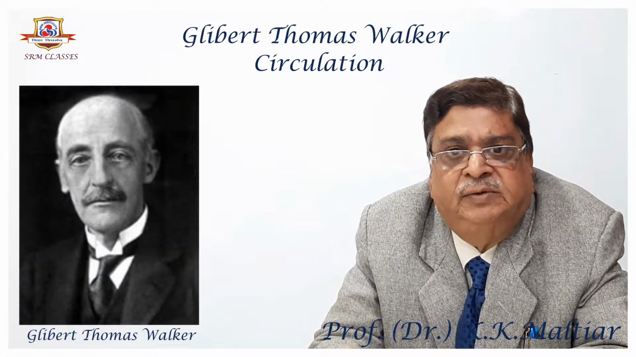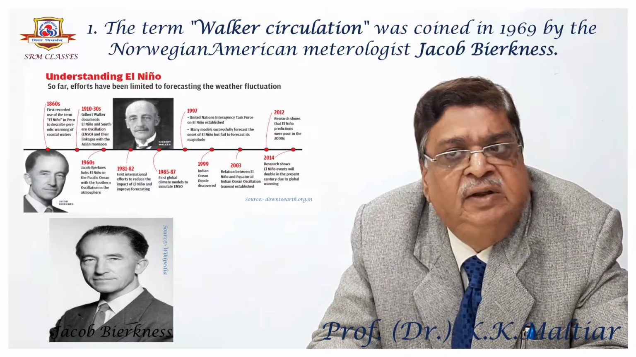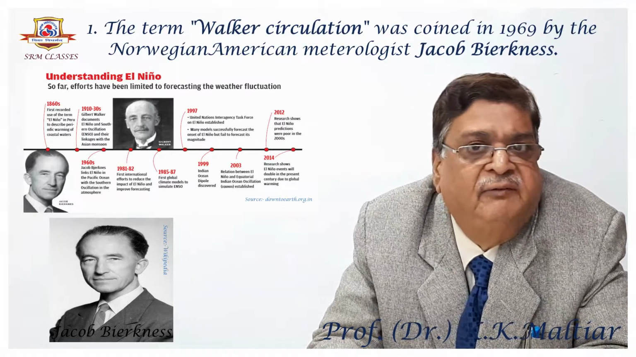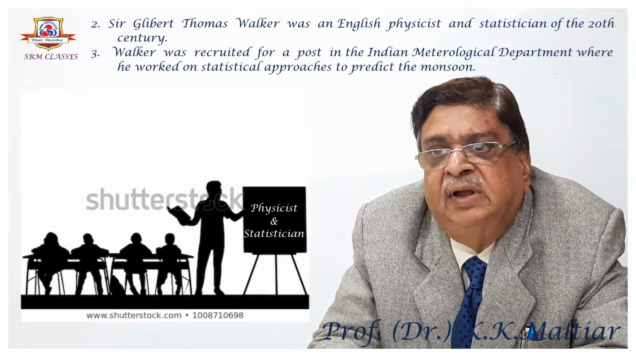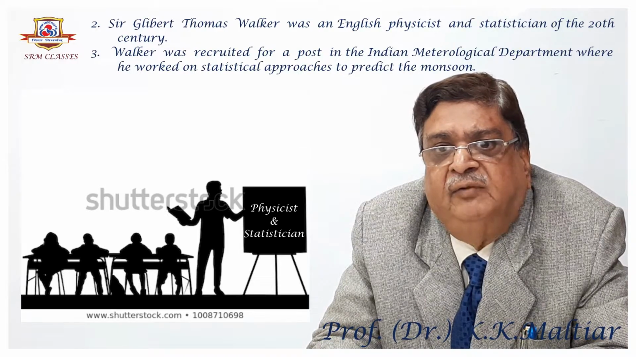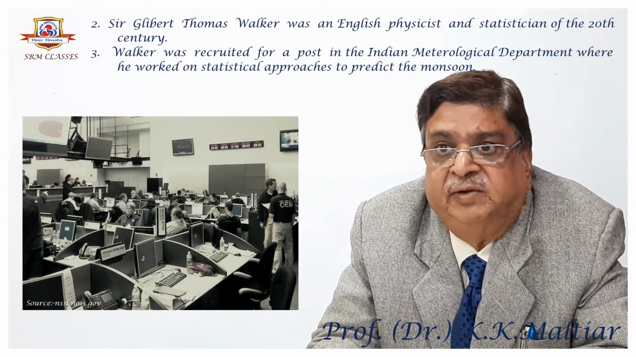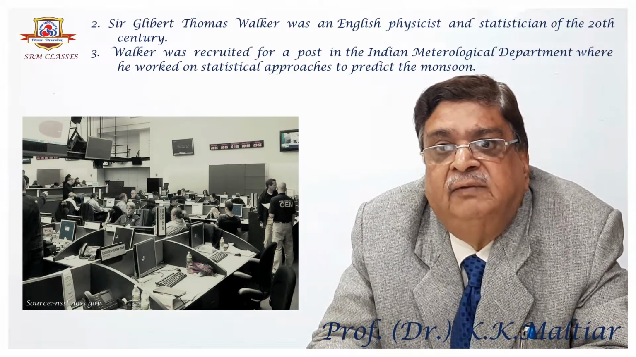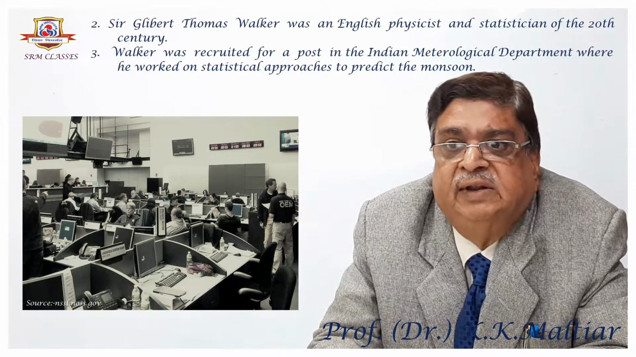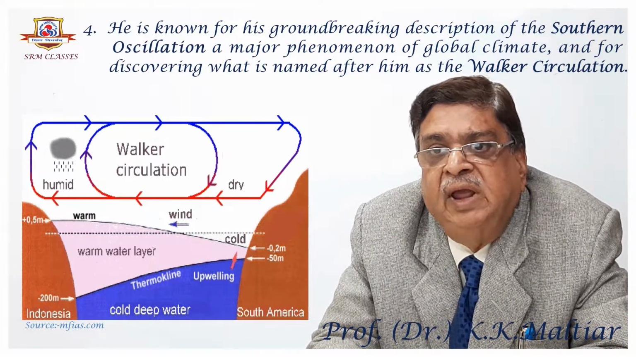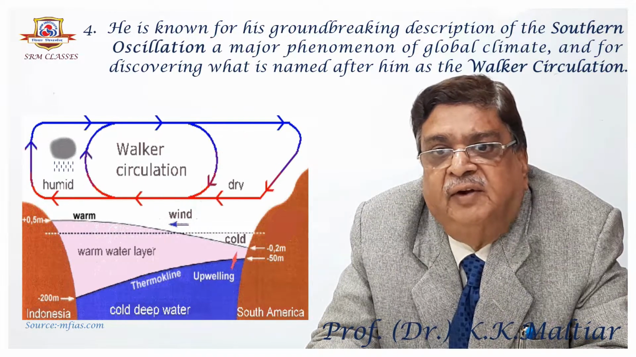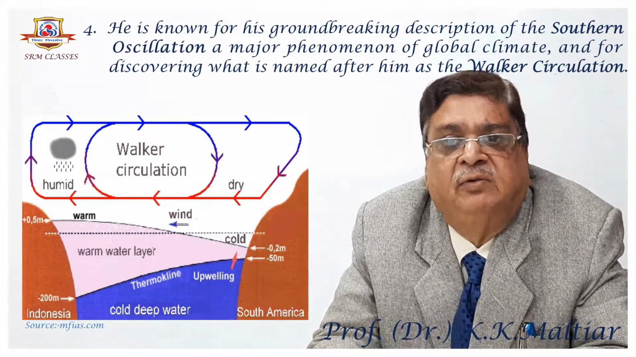Now I come to a very important and interesting topic which also affects the monsoon conditions, that is Walker circulation. The term Walker circulation was coined in 1969 by the Norwegian-American meteorologist Jacob Bjerknes. Sir Gilbert Thomas Walker was an English physicist and a statistician of the 20th century. Walker was recruited for a post in the Indian Meteorological Department, where he worked on statistical approaches to predict the monsoon. He is known for his groundbreaking description of Southern Oscillation, a major phenomenon of global climate, for discovering what is named after him as the Walker circulation.